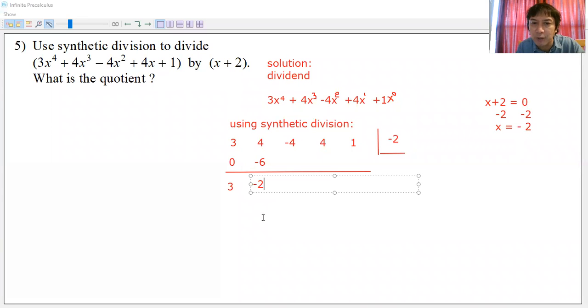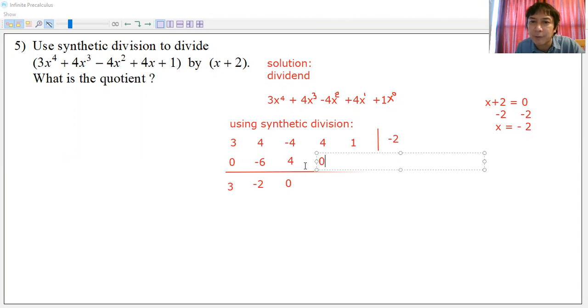Next product is this last result times the trial divisor. So it's negative 2 times negative 2, which is plus 4. Plus 4 will be written in the next column there. And then this is the third addition, which results in 0. After getting the 0, this is our third multiplication. 0 times negative 2, we get a 0 over here.